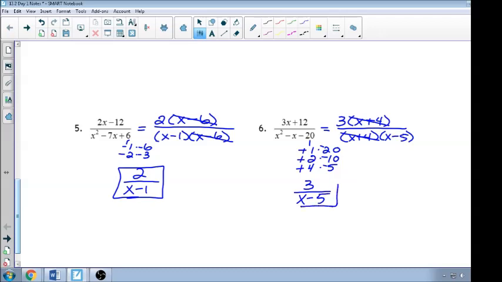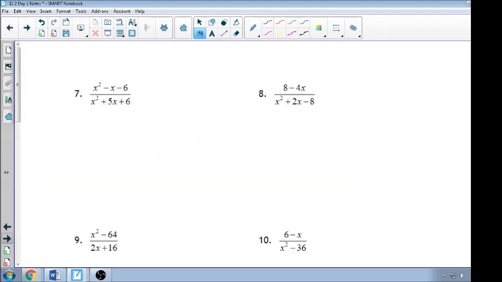So I have 3 over x minus 5 as my answer. All right, moving on. 7, I have to generically factor both the numerator and denominator. So factor trees for both. 1 times 6, 2 times 3, 1 times 6, 2 times 3.